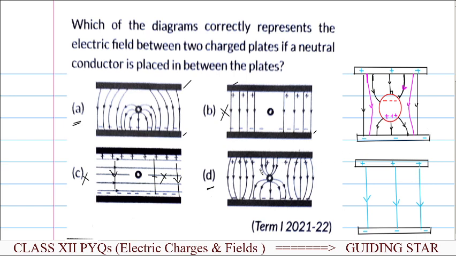So in this particular case, option D will be the more appropriate answer, because in option A, these field lines are okay, no problem, but here it shows field lines coming from nowhere. How can these field lines directly emerge from the given neutral conductor? So it is not possible. So option A is not possible.